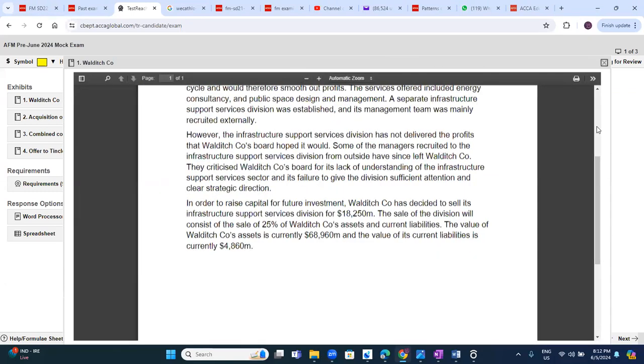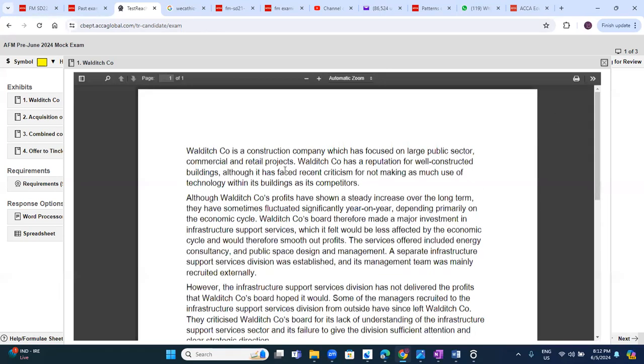Let's read the first exhibit. W Company is a construction company which is focused on large public sector, commercial and retail projects. So it's a construction company which has focused on large public sector, commercial and retail, the smaller projects. W Company has a reputation for well-constructed buildings, although it has faced recent criticism for not making as much use of the technology within its buildings as its competitors. So this is the first point you should highlight. This is the problem with the company.